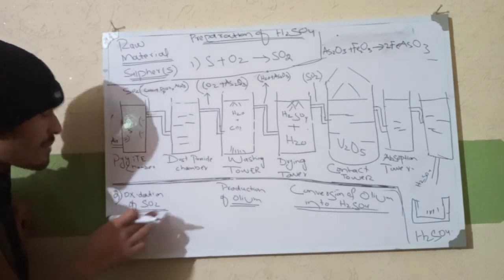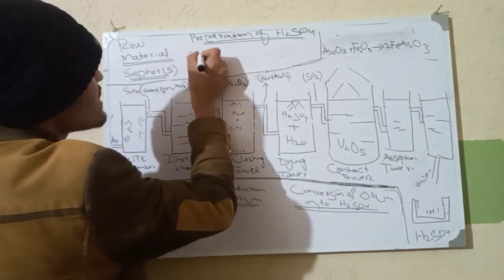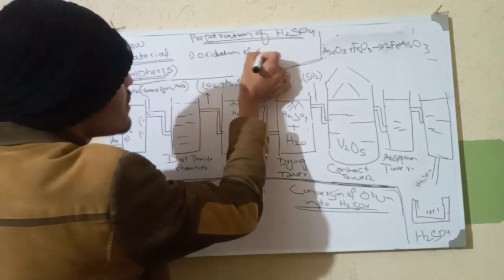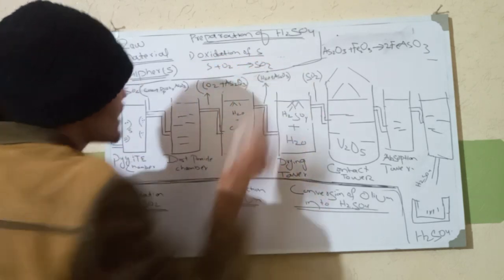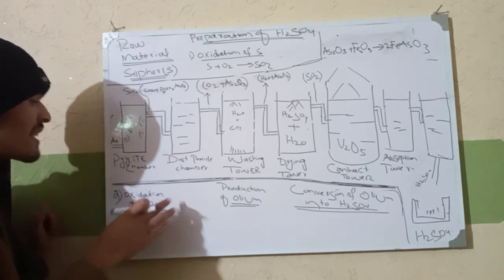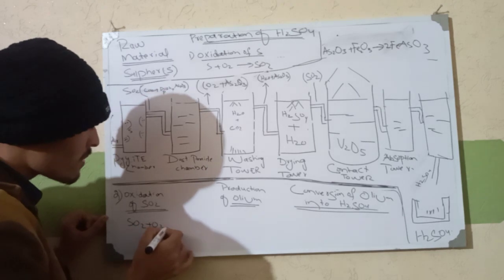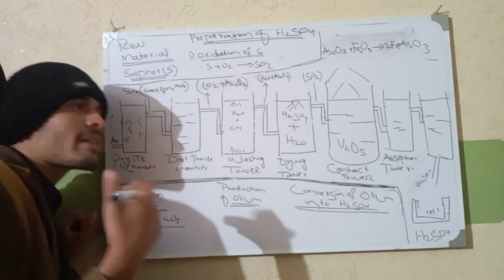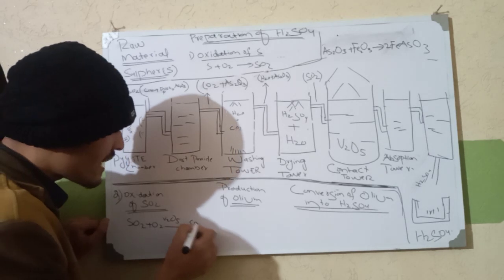The first step is the oxidation of sulfur: sulfur combines with oxygen and forms sulfur dioxide. The second step is the oxidation of sulfur dioxide. Sulfur dioxide combines with oxygen with the help of vanadium oxide at a temperature of nearly 400 to 500 degrees centigrade, and forms sulfur trioxide.